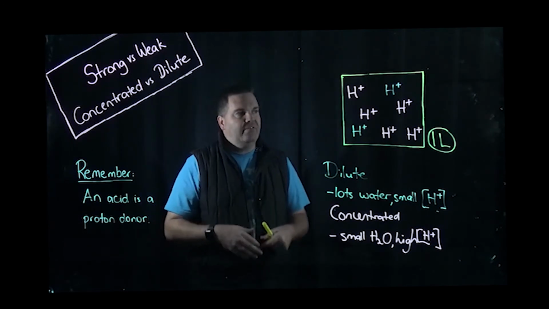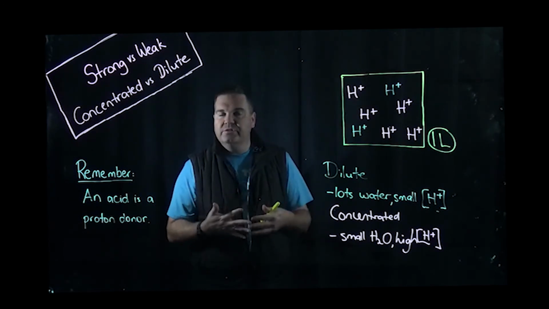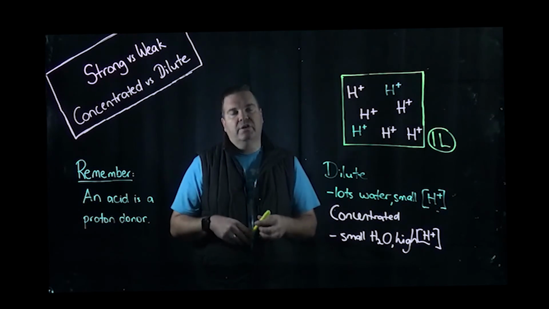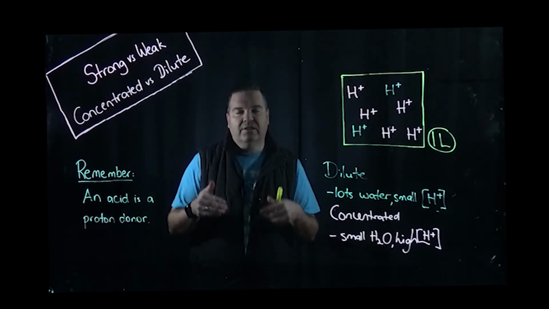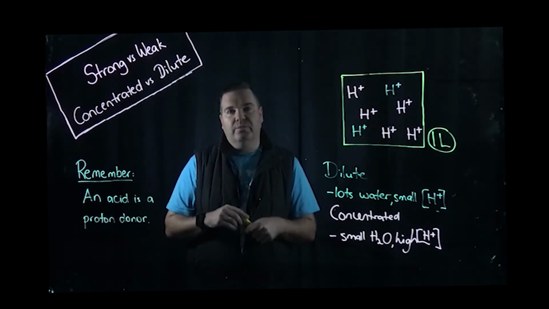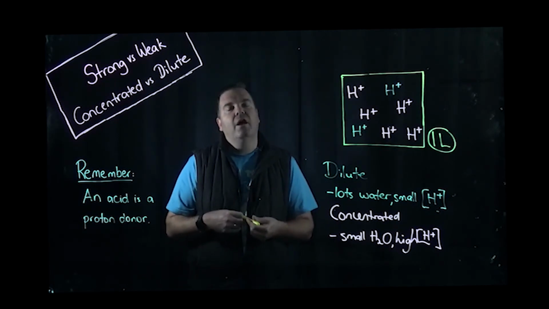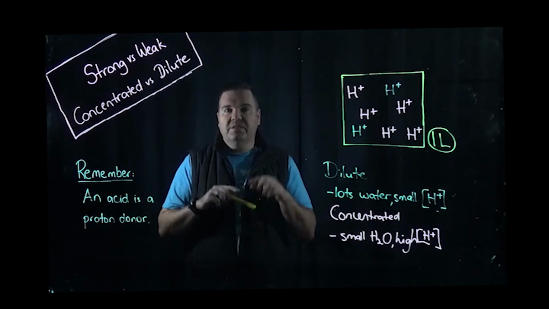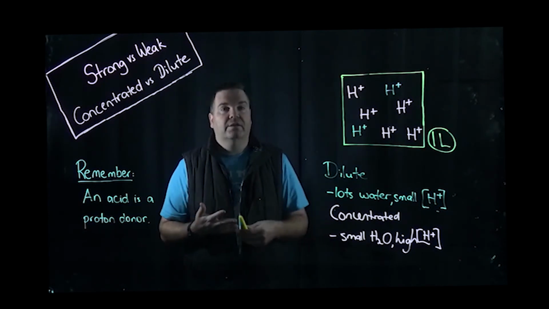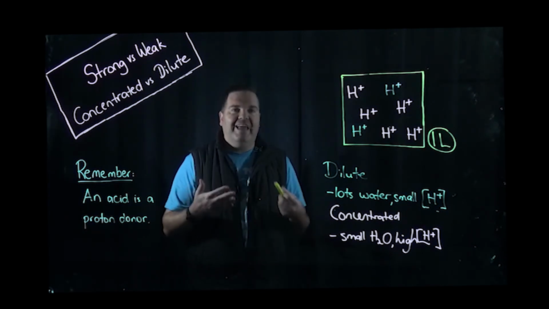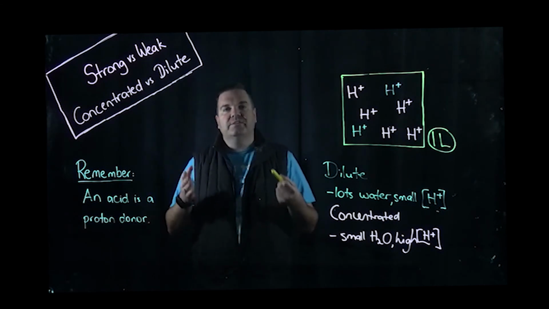If you have a lot of the acid in there, it's very concentrated. If you have a small amount, it's very dilute. It's the same as if you're making cordial. If you fill your glass all the way to the top with cordial, that's really concentrated, really strong. That's not ideal. But if you only put a couple of drops in and then fill it up with water, that would be very dilute.